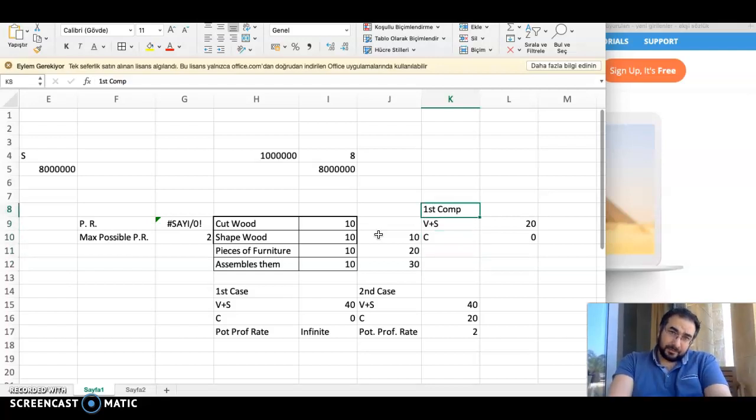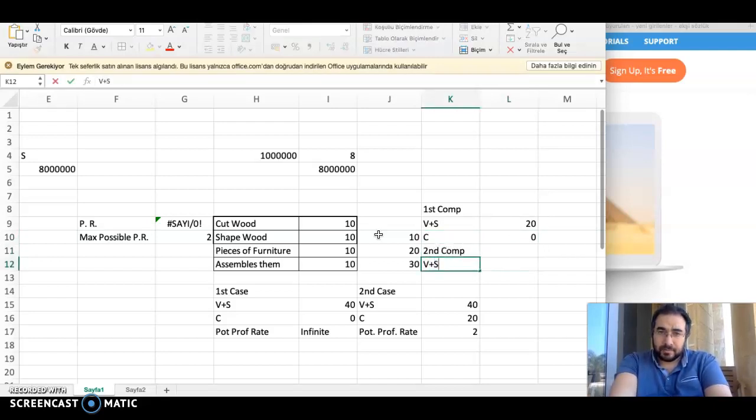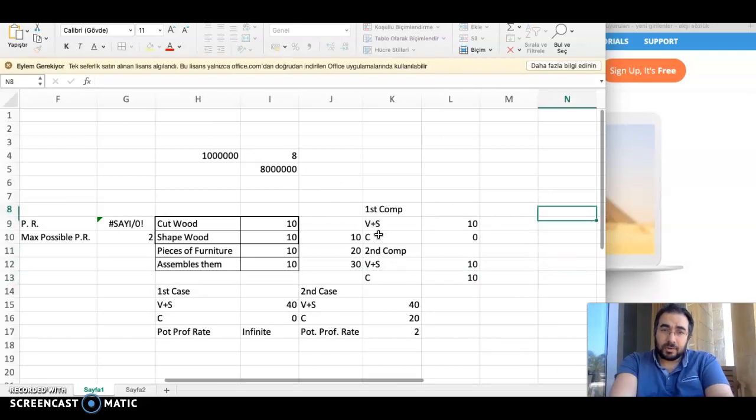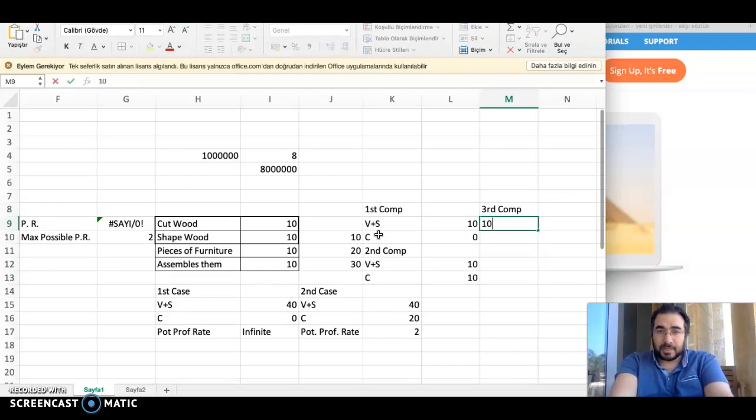So basically, for the second company, well, this is C. For the second company, V plus S will be again, well, for all companies basically V plus S is 10, but for the second company, C is also 10. For the third company, V plus S is 10, C is equal to 20. For the fourth company, V plus S is again 10, C is equal to 30.